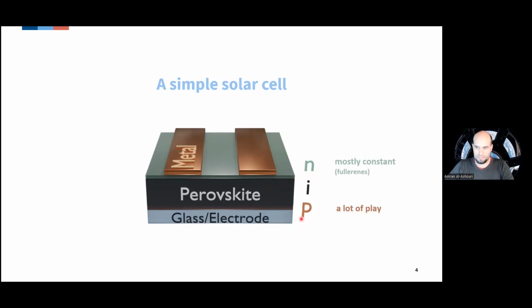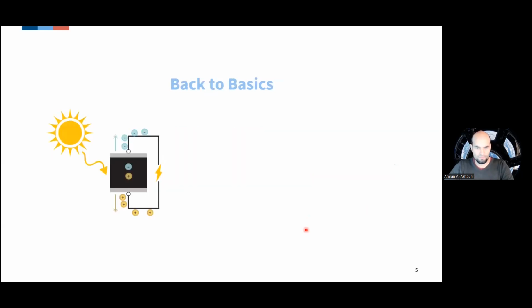But for the P layer, there's a lot of play. Organic chemists like to synthesize a lot of molecules, and there's a lot of possible molecules that are intrinsically hole selective, or just by their energetic nature are hole selective. And this is why we looked at the P selective layer and wanted to discuss the implications of variations thereof. But as I said, back to basics, what does a solar cell do?